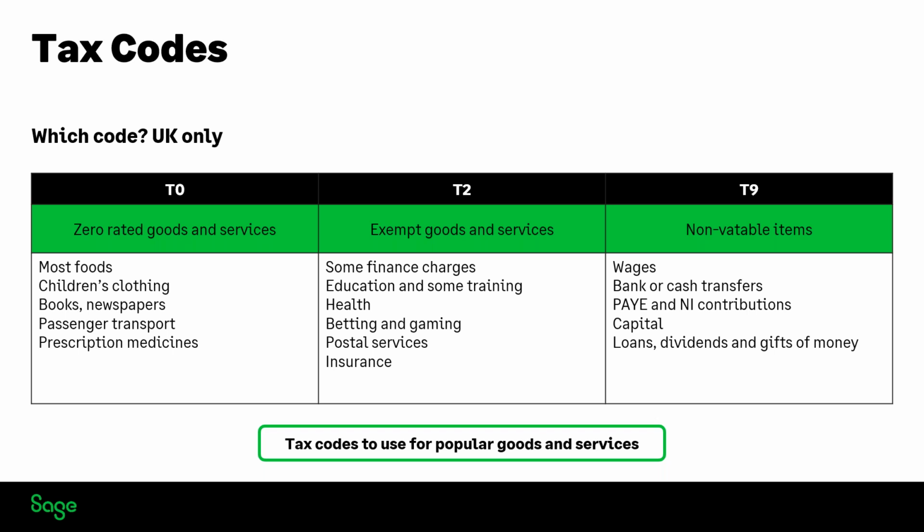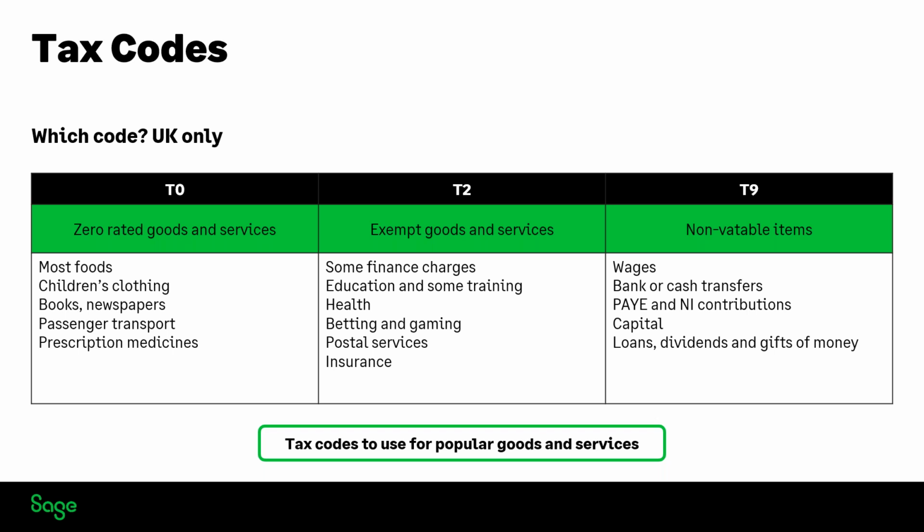Now, for classification purposes, if you've got a 0 rated transaction, you would use T0. If you've got an exempt transaction, either goods or services, it will be T2. And if it's non-VATable, so transactions where they don't involve VAT and they should be excluded from the VAT return, things like salary payments, the introduction of capital, for instance, then those types of transactions would be classed as being non-VATable, so you would use T9. So I've got some examples on there as well as common uses for those.